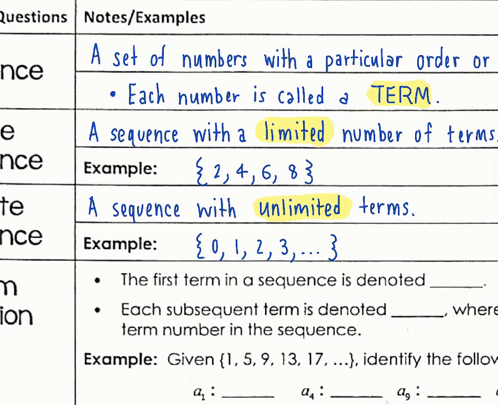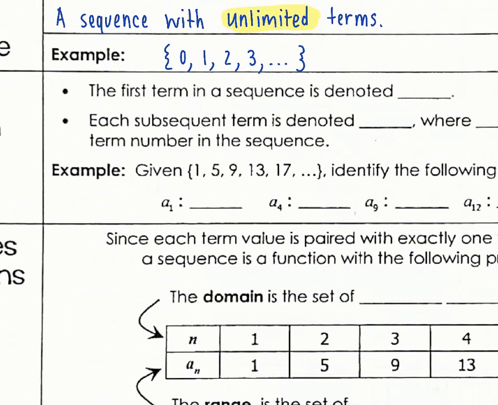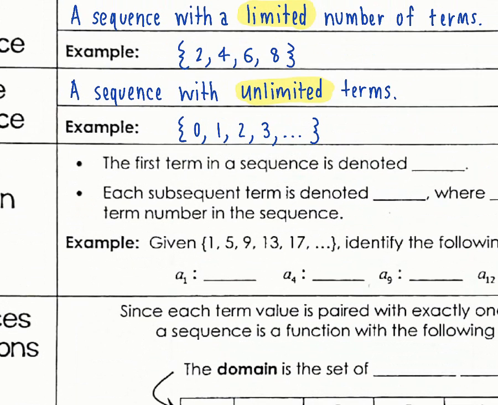Now, when it comes to terms, the very first term in a sequence is denoted as a sub 1. That's not a to the first power because that's not an exponent. It's down to the bottom right. So we say a sub 1. It's the difference between a subscript and a postscript. This is a subscript, a sub 1.